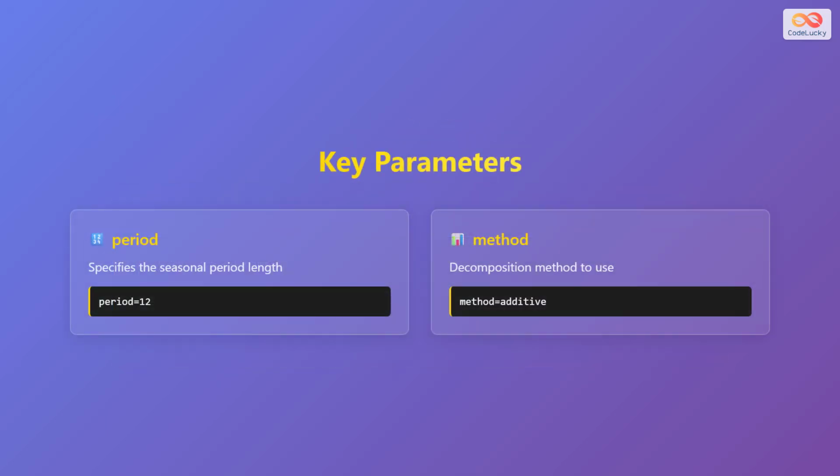The x11 command accepts several important parameters to customize the decomposition process. The period parameter is crucial as it specifies the length of the seasonal cycle in your data. For monthly data with yearly seasonality, you would set period equals 12. For daily data with weekly patterns, you would use period equals 7.